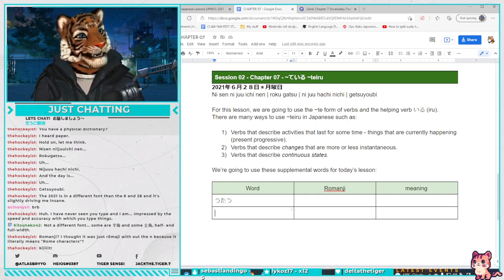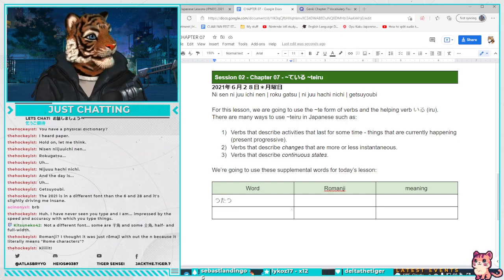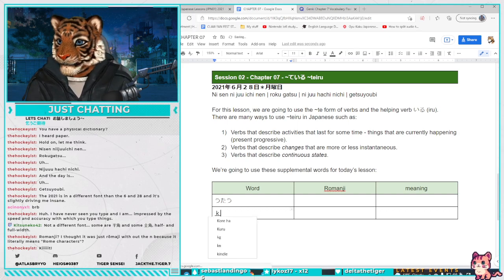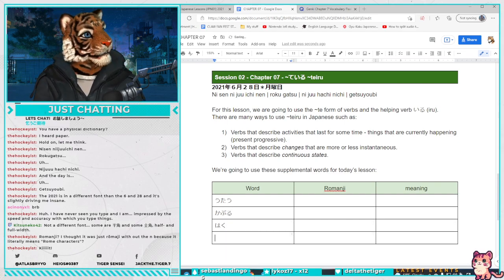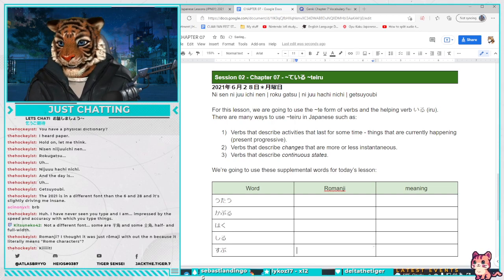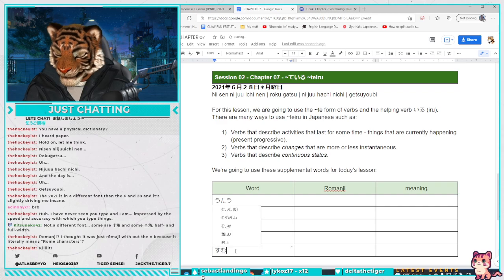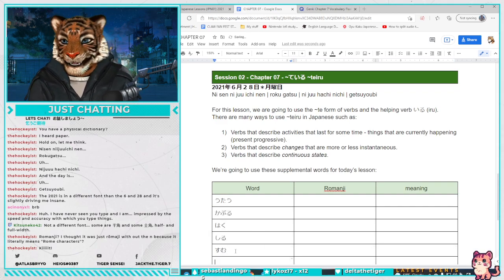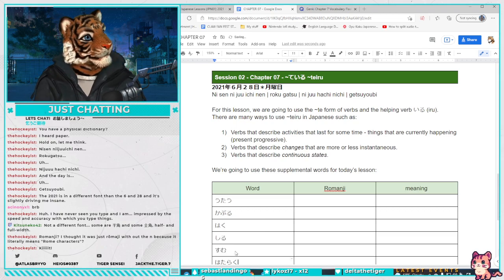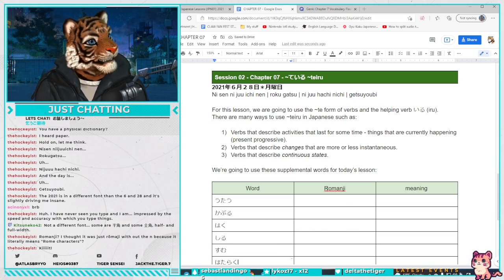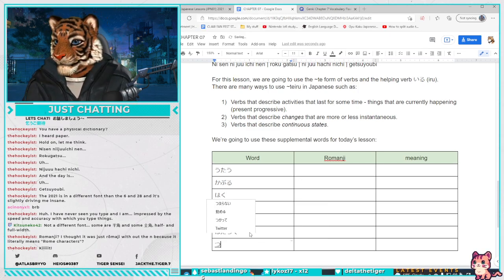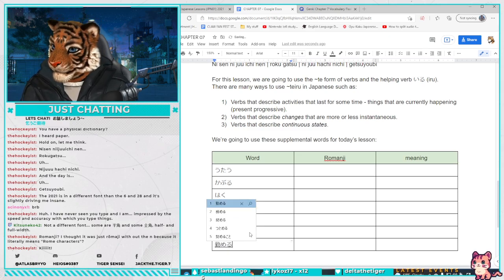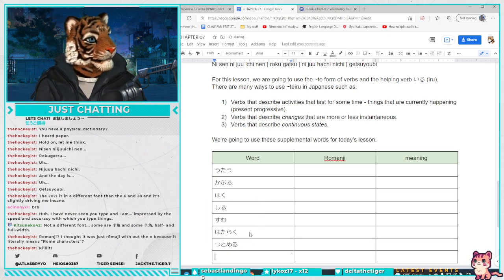Romaji. I think it's spelled correctly. So we're going to be using utau, kaburu, haku, shiru, sumu. That's not a mu. Sumu. Hataraku. Whoa, they use hataraku in the new edition. Okay, fine, we'll use hataraku too. But in that case, I'll add tsutomeru, because that's the one that they were using in the older one.